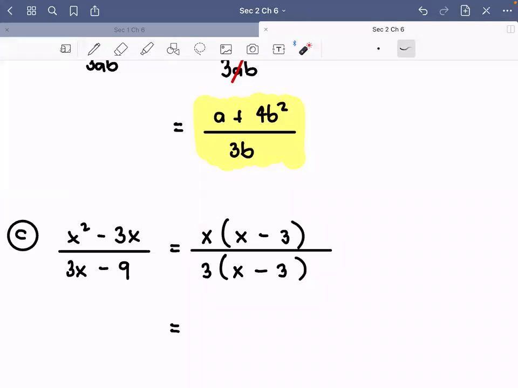The x minus 3. X. Okay, so this 2, right? Yep, because they're basically the same. Okay. So what's left? It's basically x over 3. So that's your answer for letter C.